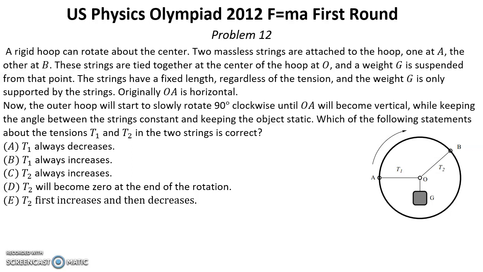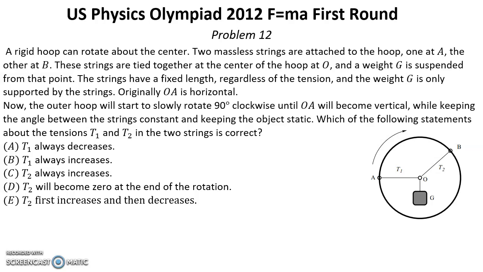Two massless strings are attached to the hoop, one at A, the other at B. These strings are tied together at the center of the hoop at O, and the weight G is suspended from that point. The strings have a fixed length regardless of the tension, and the weight G is only supported by the strings. Originally OA is horizontal.